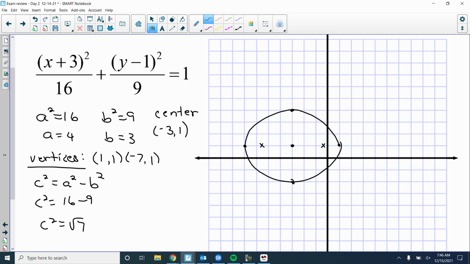So when you're writing the foci, you're going to start at the center, and we're going to go left and right. So this would be -3 plus or minus square root of 7, and then the y coordinate would be 1. Okay, for that one.